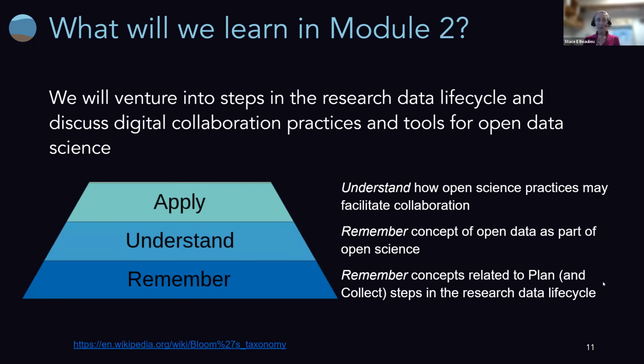We're going to venture into the research data lifecycle. We're going to discuss digital collaboration practices and tools for open data science. We're going to understand how open science practices can facilitate collaboration in science. Remember this concept of open data, and we're going to remember concepts related to the first couple of steps in the research data lifecycle. We're not going to get all the way to apply today in the Bloom's taxonomy, because we only have one session where we decided to just give one session for Module 2 because we got the virtual annual meeting coming up very soon.